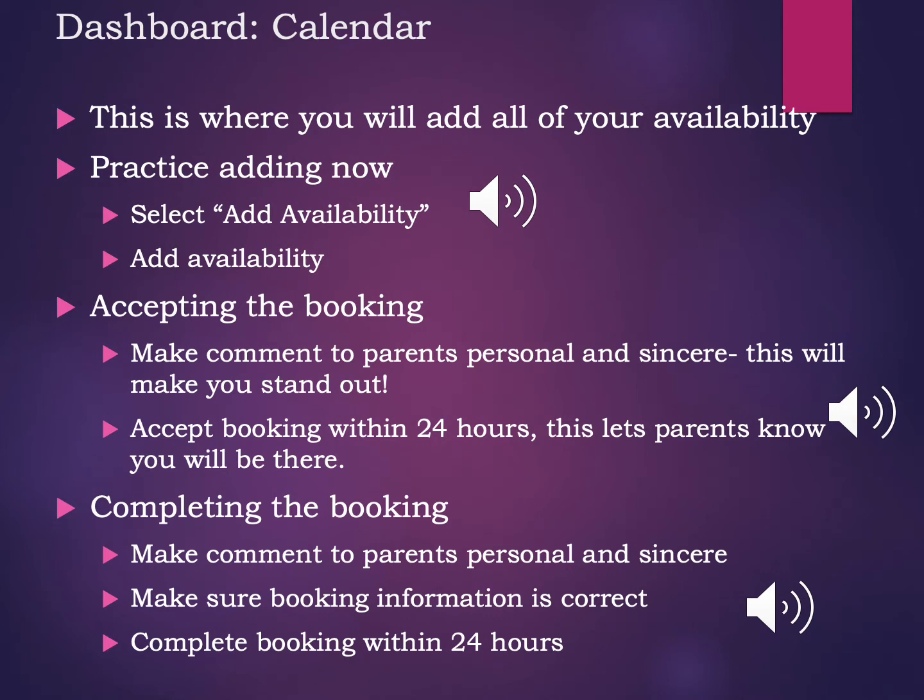To complete most bookings, you will only need to adjust the start and end times. However, if you are watching a different number of kids throughout the booking, then you will enter the number of hours with each child in the boxes below. You need to make sure that the values entered match up with the total start and end time of the booking.